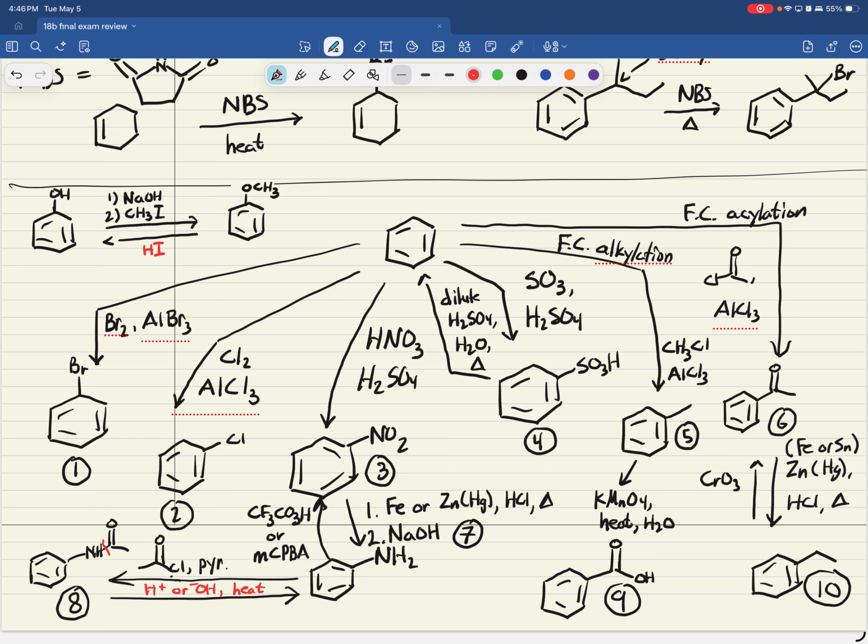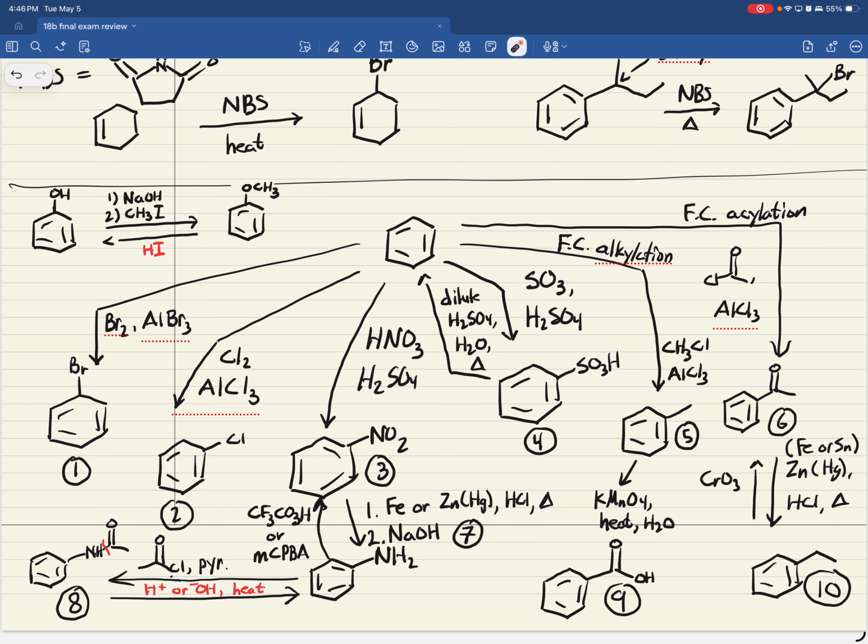The only missing puzzle is, is there a way to go from one of these intermediates here directly to phenol? And the answer is yes, but we didn't have time to cover that, and I covered it really quickly last Thursday, so you're not responsible for that, okay?